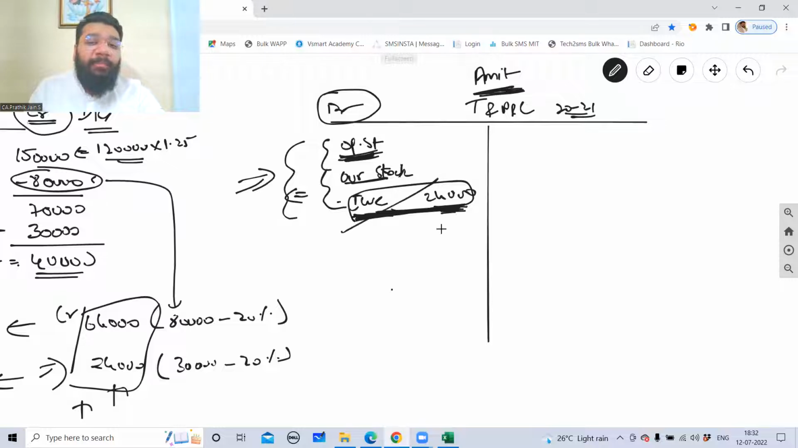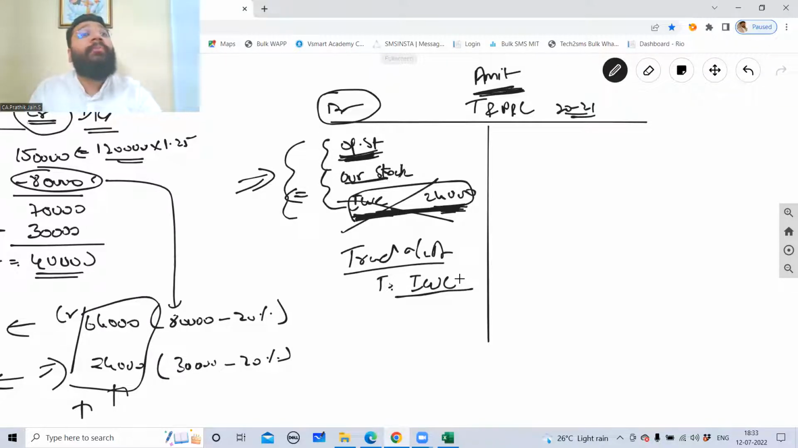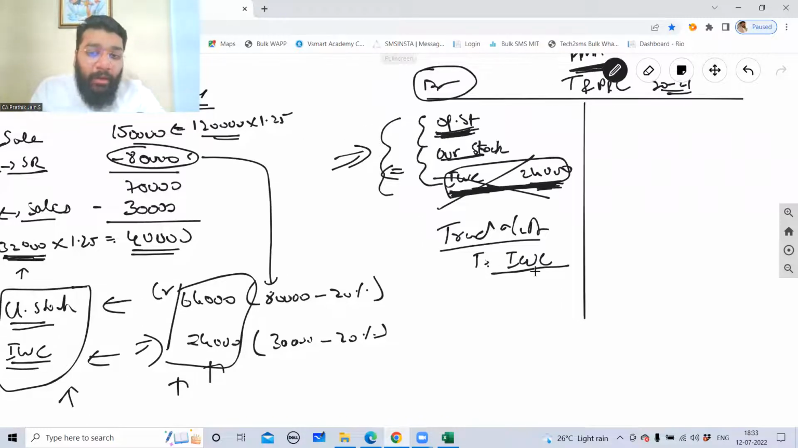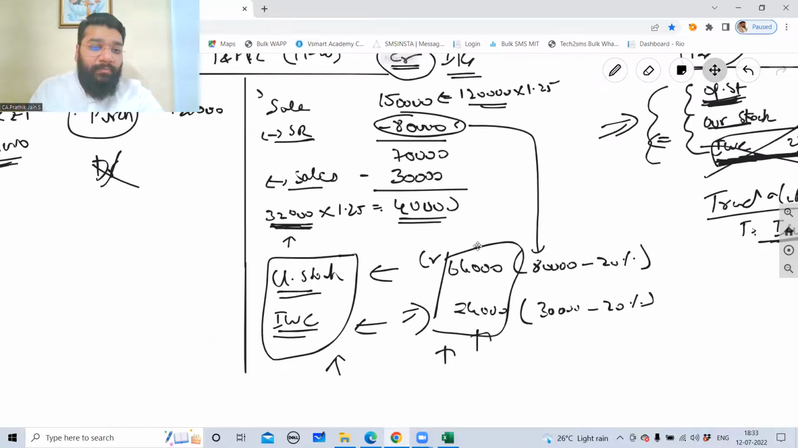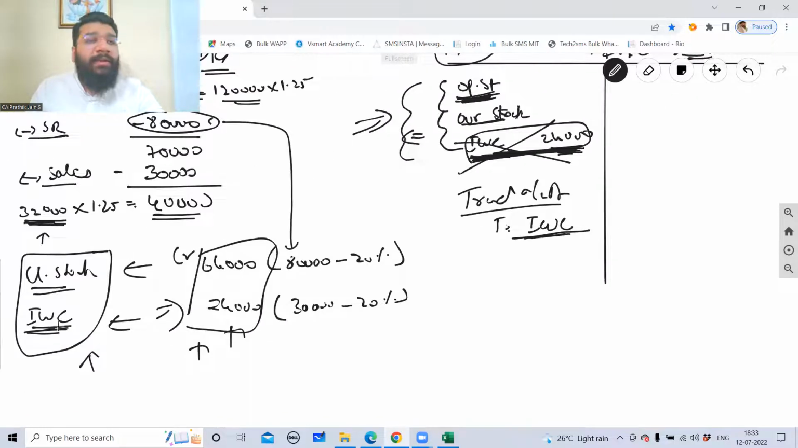Which means this entry is never passed, that is, trading account debit to inventory with customer. Can I say this entry is never passed? And we cannot pass this entry because the goods are not being sold. So I cannot treat my inventory with customer as my expenditure. So in that case, what will happen, guys? Inventory with customer, can I say it is still an asset?